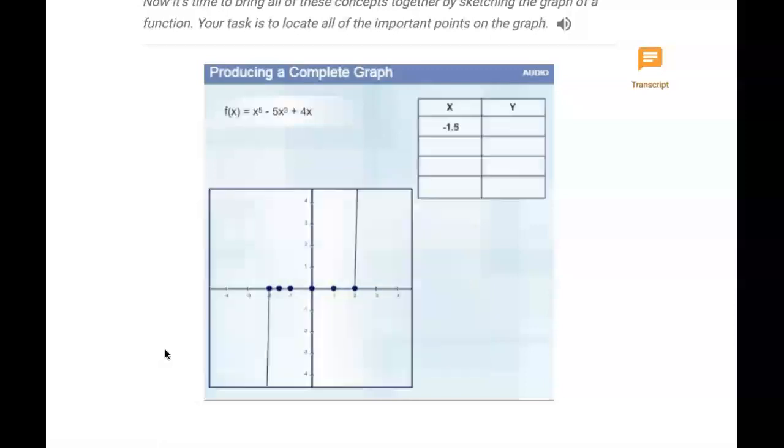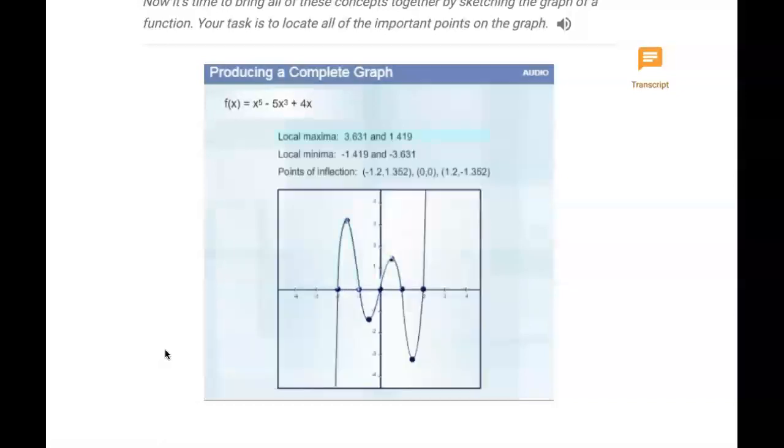What happens between the points that you have drawn so far? The trick is to make a table of x-coordinates between the ones you know and evaluate the function at these new values. Then you can graph these points too. You can use your graphing calculator to estimate the locations of the extreme values and the inflection points.